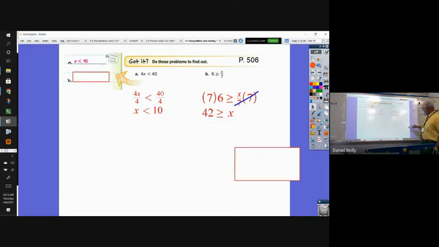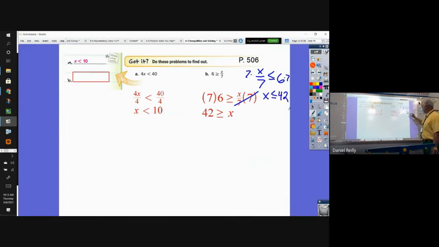And again, if you don't like it like this, you could change this problem to this. If I switch the right and left sides here, I need to flip this inequality symbol. So I could solve it that way, times 7, and X is less than or equal to 42. These are the same thing. 42 is greater than or equal to X, the same thing as X is less than or equal to 42.